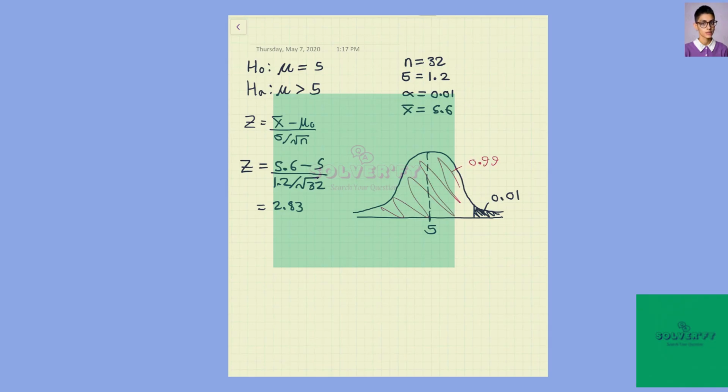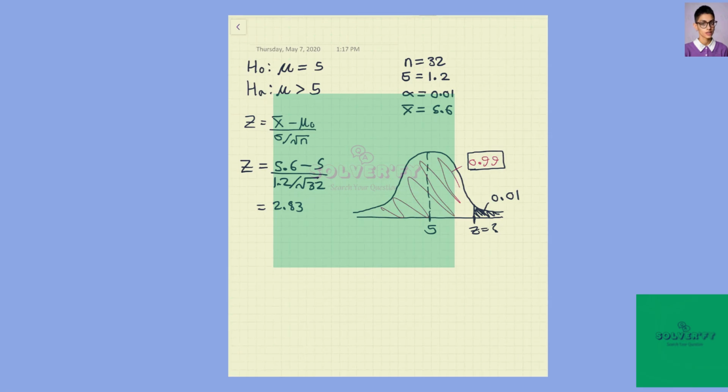So the z value we found was 2.83, and we need to compare it to the z value of an alpha of 0.01, which is the number we find right here. How do we get that value? Well, there's two main ways I use. The first way, the most common way, is to look at a z-table. And we'll look at the z-table and look for an area of 0.99, because this is a one-sided test.